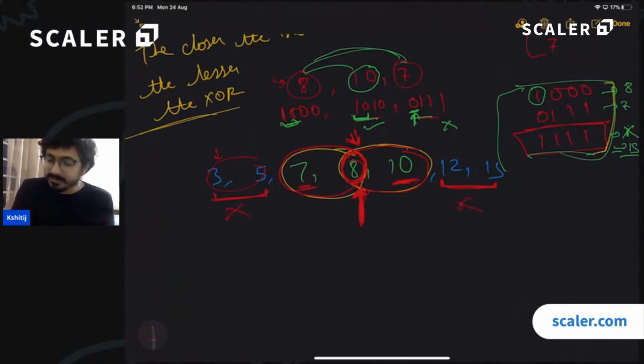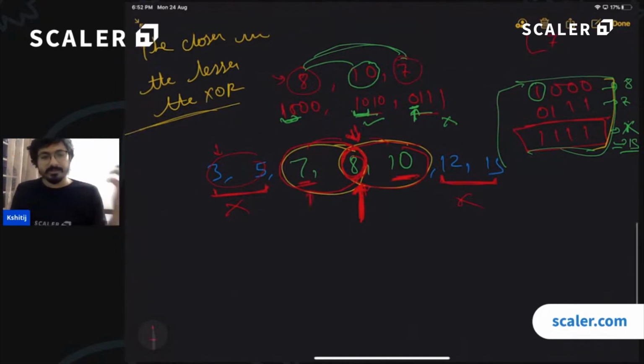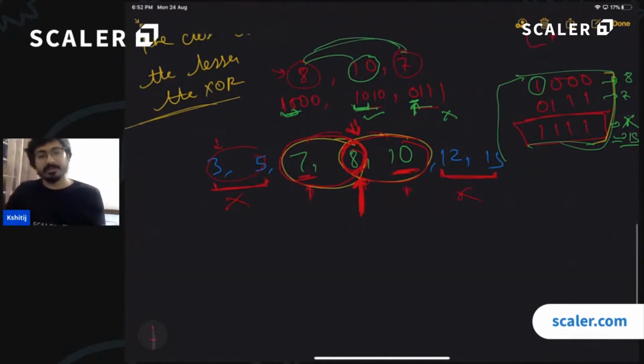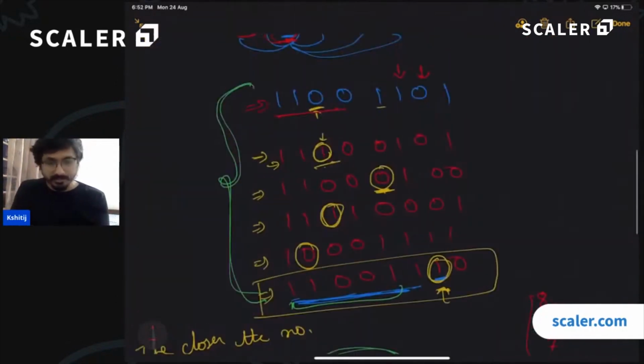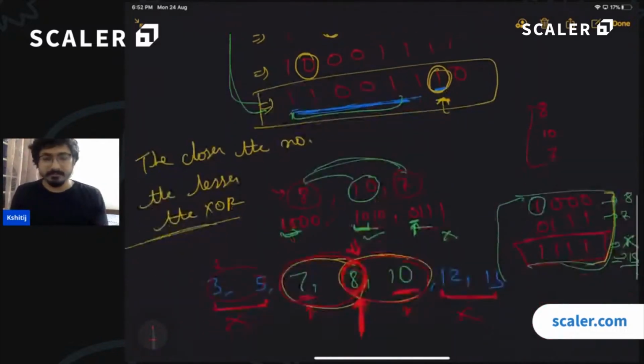Why? Because these two are the closest to 8. This one is the closest on the left hand side, this one is the closest on the right hand side. And we have seen that to get the minimum XOR, we want all the digits on the left hand side similar to the given number, right? Is it clear now?